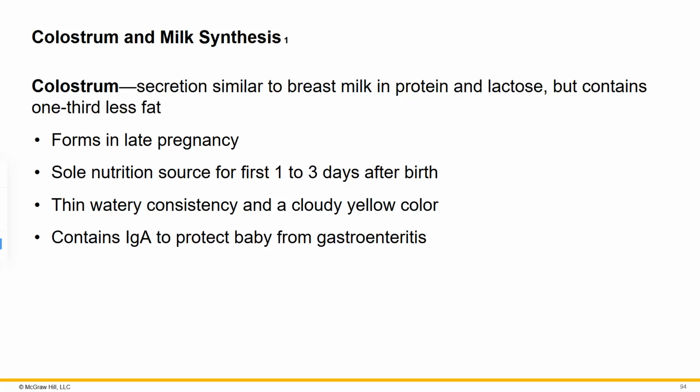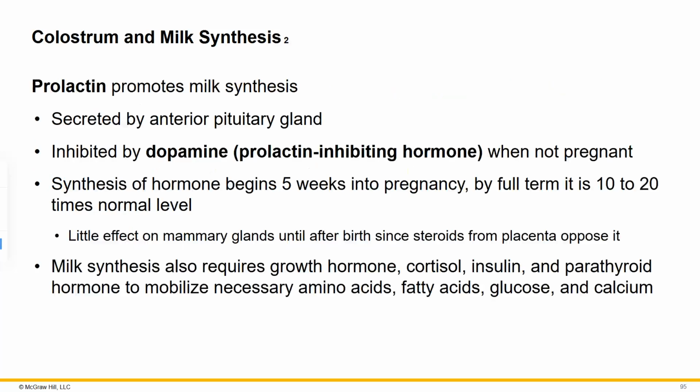Colostrum, the secretion, is similar to breast milk in protein and lactose, but contains 1/3 less fat. It forms late in pregnancy, and it's the sole nutrient source for the first 1 to 3 days after birth. It has a thin, watery consistency and a cloudy yellow color. It contains IgA to protect the baby from gastroenteritis, or bacterial infections of the GI tract.